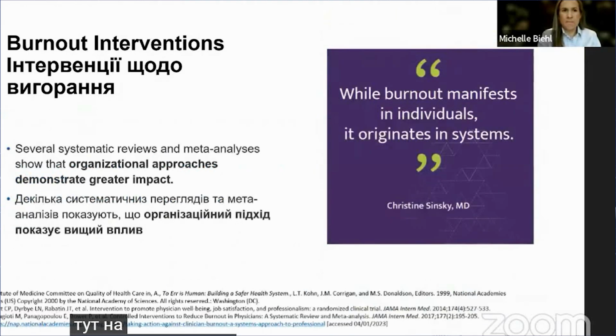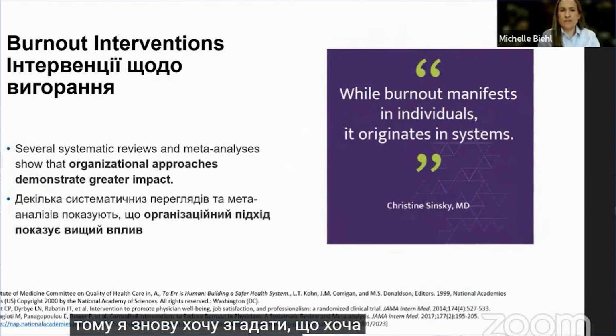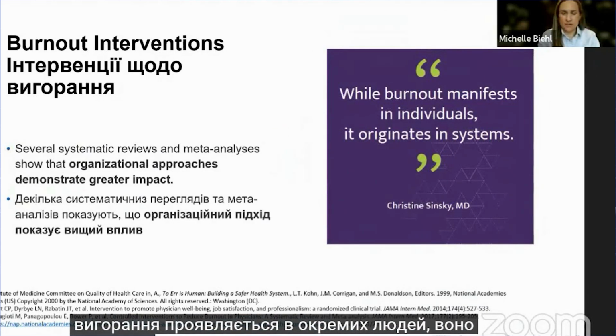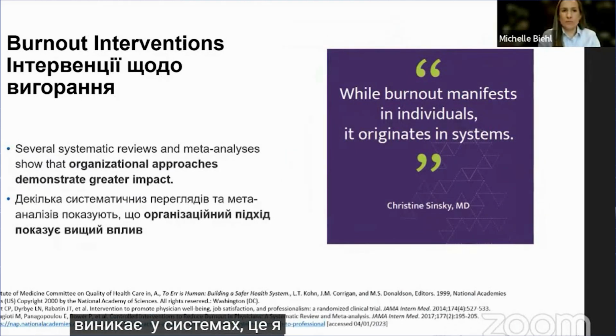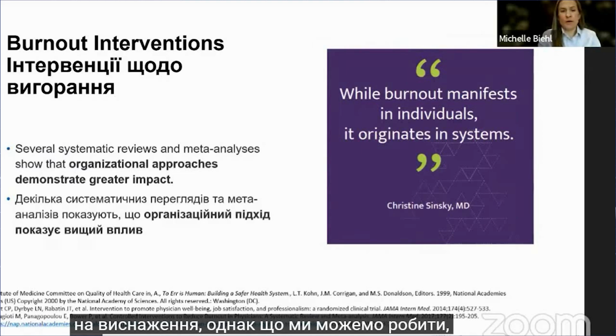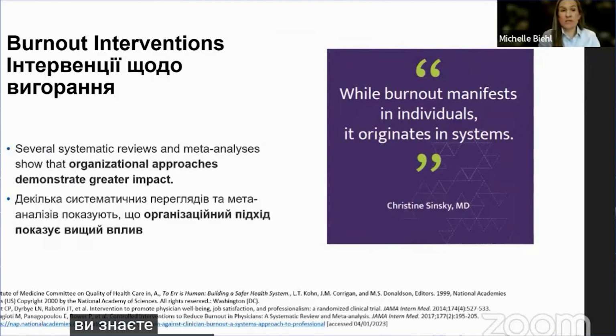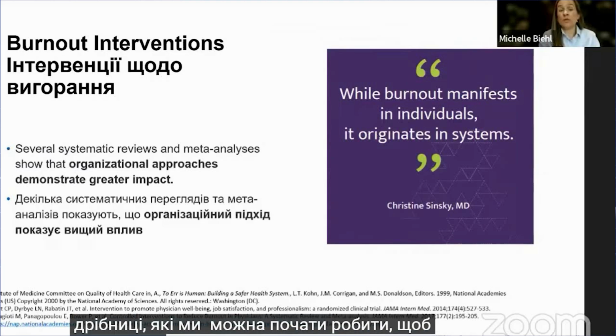Next slide, please. So I want to mention that, again, while burnout manifests in individuals, it originates in systems. I put this on purpose again, for us to remember that there are several systematic reviews and meta-analyses that show that organizational approaches demonstrate greater impact on burnout. However, what can we individuals do? Small things that we can start doing to decrease the burnout.